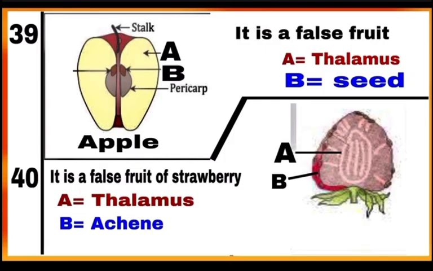39. It is an apple which is a false fruit, a fruit where other parts of the flower instead of ovary take part in the formation of fruit. Here A is thalamus, which forms fruit and is the edible part of apple, and B is the seed. 40. This is strawberry, which develops from an aggregate of achenes, and the edible part is thalamus. It is thus a false fruit. Here in the diagram, A is thalamus and B achene.